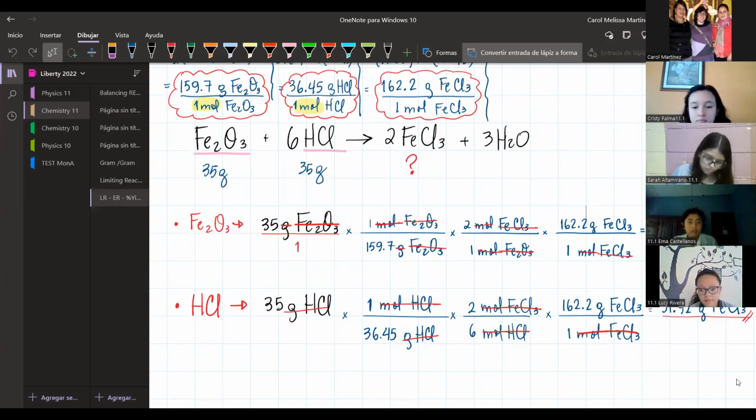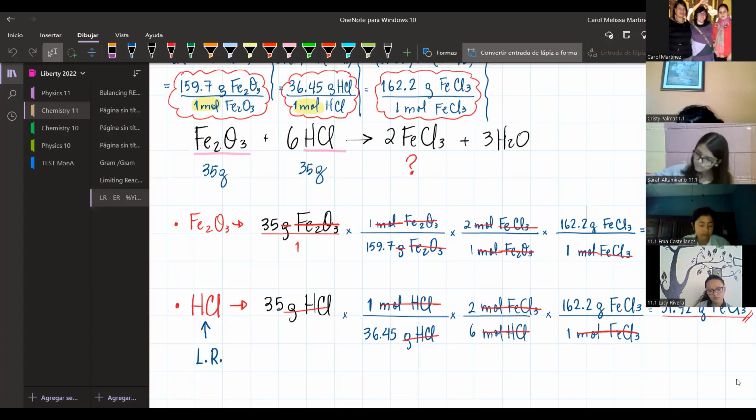So the question now is, what substance is the limiting reactant? HCl. The limiting reactant, remember, is the substance that produces less. In this case, HCl is going to be the limiting reactant.